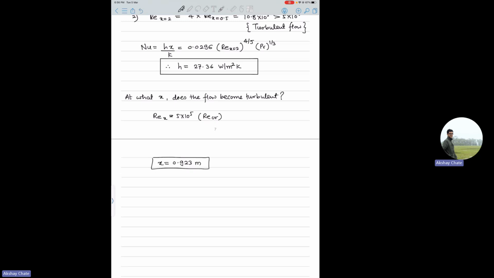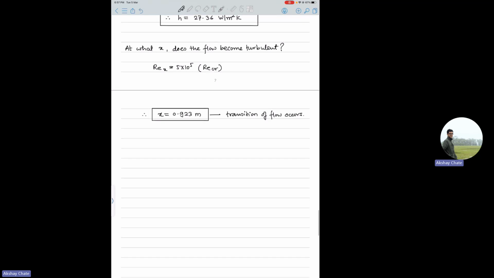So at this x, your flow becomes turbulent, or transition of flow occurs at this distance from the leading edge. So this is a typical question. Then there is one more question. Yeah, this is a similar question asked in your assignment. That's why I thought I'll take this.